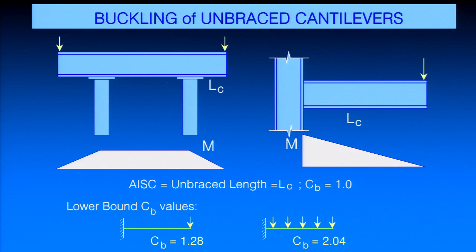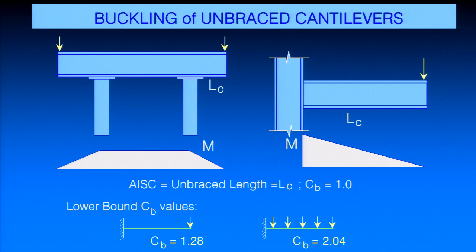Other tricky problems that can come up are buckling of unbraced cantilevers. The C sub B factor listed in section F2 of AISC or AASHTO assumes that you have bracing at both ends of the length that you're checking. If I have an unbraced cantilever, I don't really have that. So what the AISC recommends is to use an unbraced length equal to the full length of the cantilever and to use a C sub B of 1.